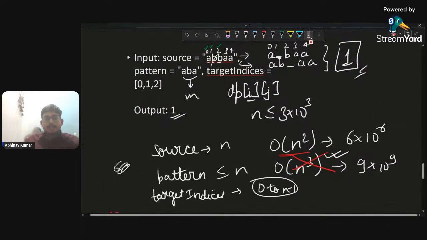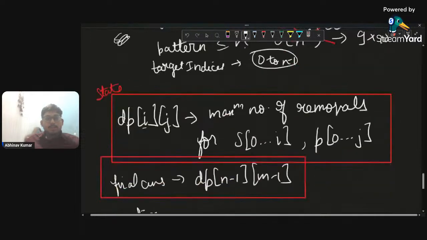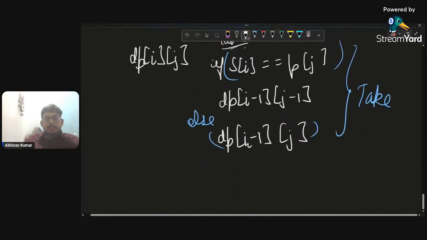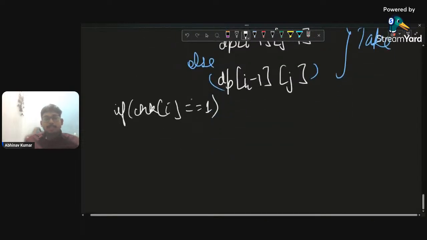That I can do initially only. So let's say I have an array check, where check[i] is going to store 0 or 1. 0 denotes it's not removable, 1 denotes it's removable. So if check is 0, then only the take case is going to occur. If check is 1, then I can remove, then my not take case is going to happen.